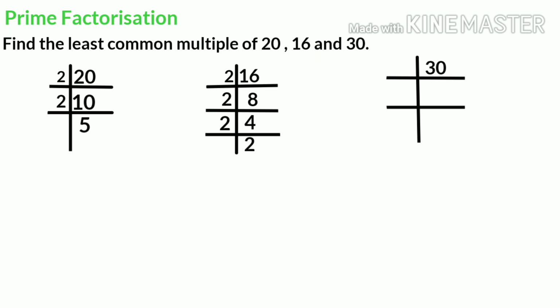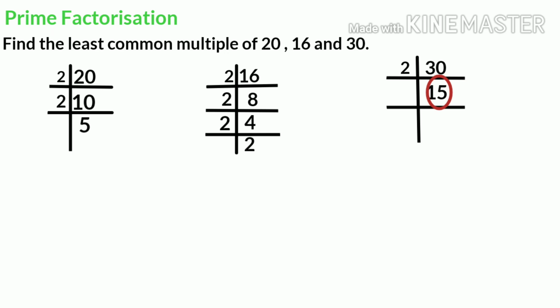Now we will do the prime factorization of 30. First, we have to divide 30 by the smallest possible prime number. The last digit of 30 is 0, so 30 can be divided by the smallest prime number 2. When we divide 30 by 2, we get 15 as the quotient. And the quotient 15 is not a prime number, so we have to continue the division. Now, we have to divide 15 by the smallest possible prime number.